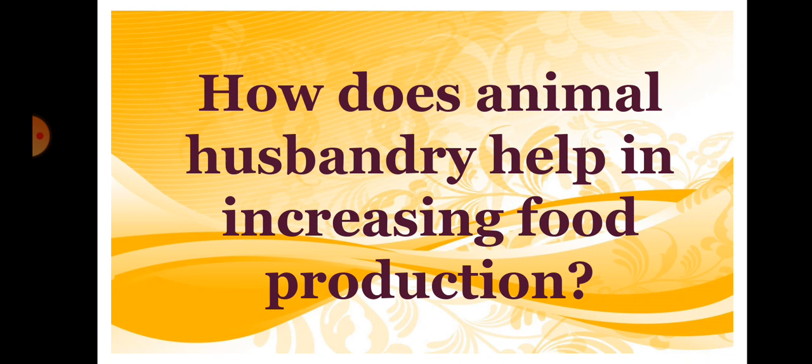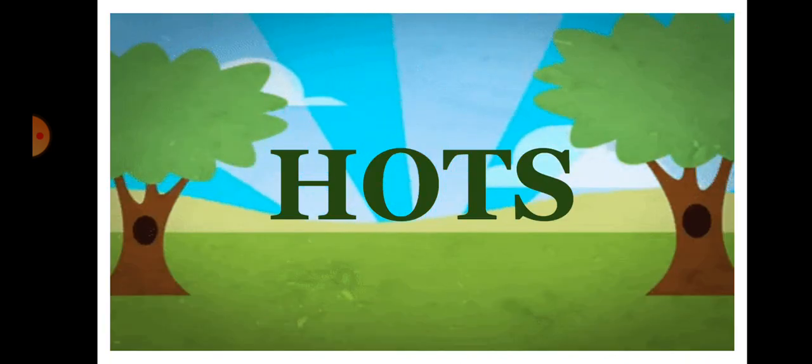Now, how does animal husbandry help in increasing food production? Animals are reared for food items such as eggs and milk through animal husbandry, and this helps in increasing food. When we produce more milk, more of the population can be fed. If more eggs are produced, more of the population can be fed. So animals also help in increasing food production.